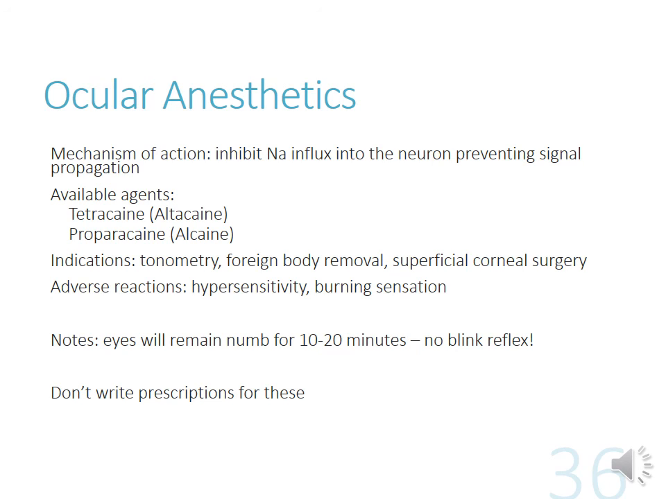The two agents we're using here include tetracaine and proparacaine. Those are your main ophthalmic anesthetics you're going to see used. Again, you can use them prior to tonometry, for foreign body removal, and also for superficial corneal surgery. This is used very, very frequently, especially prior to doing a fluorescein stain using a Wood's lamp to look for any kind of injury. The only adverse effects you may see, pretty rare, are some hypersensitivity or burning sensation. But again, once the eye's numb, you're not really going to be feeling much of that burning in the first place.